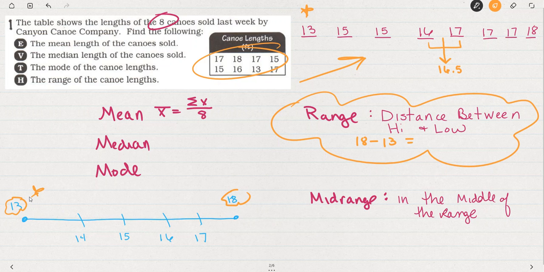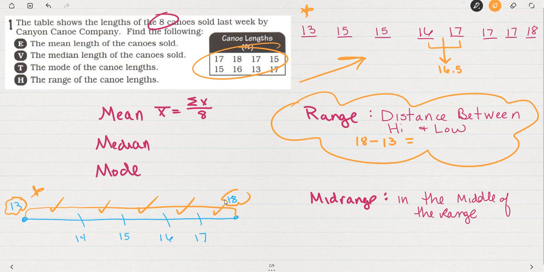But I wanted to show you why that's the range, because if we look here at the bottom left, this 13 to 18, if I put the 13, 14, 15, 16, 17, 18 on a number line, what I'm looking for is how much space there is between them. And it looks like there's 1, 2, 3, 4, 5 units between the 13 and the 18. So that's our range. How far of a distance is there between the high and the low values?